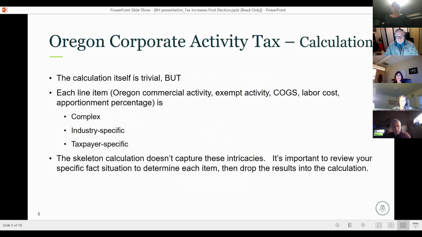So the calculation itself, in the realm of state and local taxes, is pretty trivial, but every line item in that model, other than the $1 million exemption, is pretty complex. It's industry specific, and it's also taxpayer specific. And the skeleton calculation doesn't capture those intricacies. If you've been working through this calculation and trying to drill in on details for the first three-quarters estimated tax payments that were due, the most recent one on Halloween, the 31st, you know that skeleton calculation just does not capture the nuances of each of those items. So it's very important to review your specific fact situation to determine each item and then drop the results into the calculation.